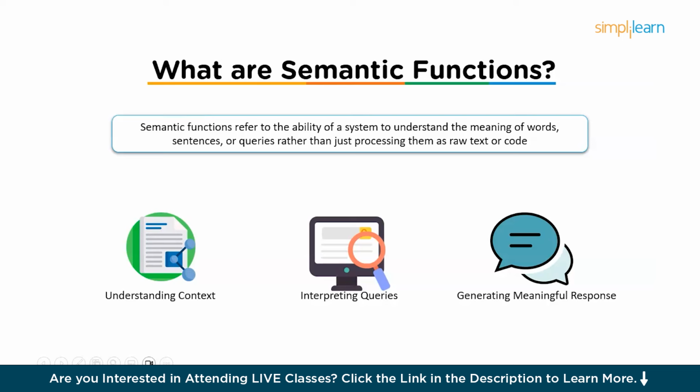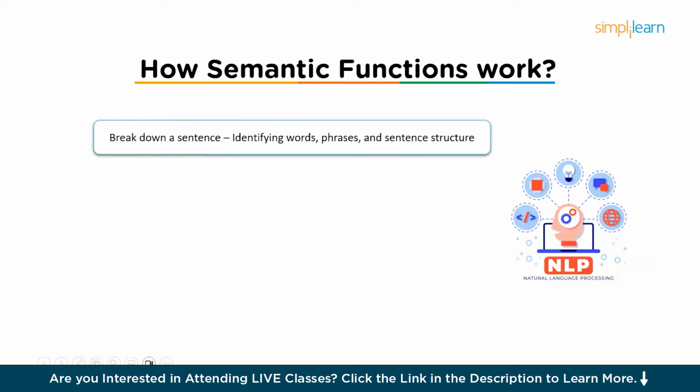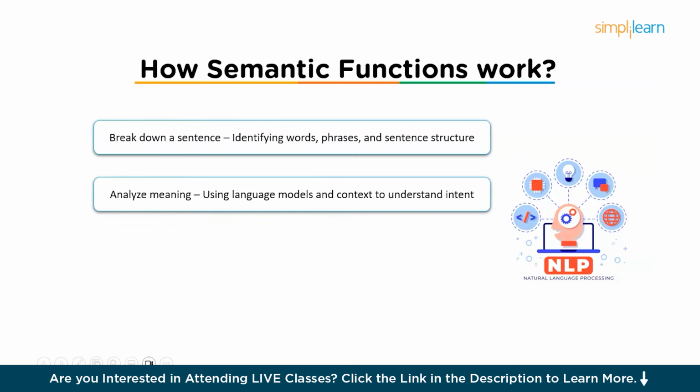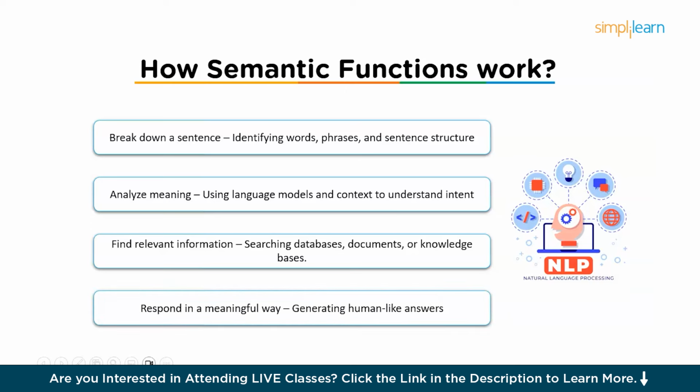Now let us understand how semantic functions work. They rely on natural language processing, that is NLP, AI models, and advanced algorithms to break down a sentence, that is identifying the words, phrases, and sentence structure. Then it analyzes the meaning using language models and context to understand the intent. Then it finds the relevant information, like searching databases, documents, or knowledge bases. Then it responds in a meaningful way, that is generating human-like answers.